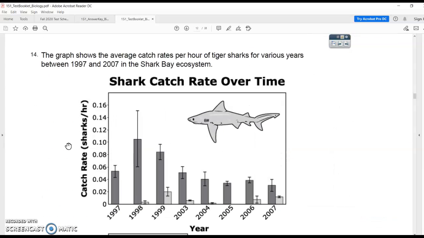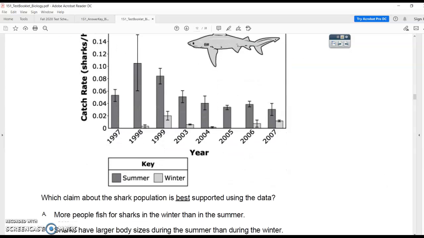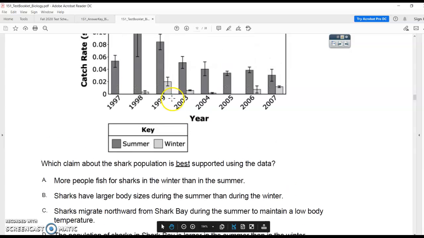Moving to 14, just really some data analysis here. Nothing that you have to know about sharks or their catch rate. So you're just looking at this data table and interpreting it. And it's pretty obvious here that the correct answer is D. You can see in every year during the summer months, there are more sharks in the summer compared to the winter.